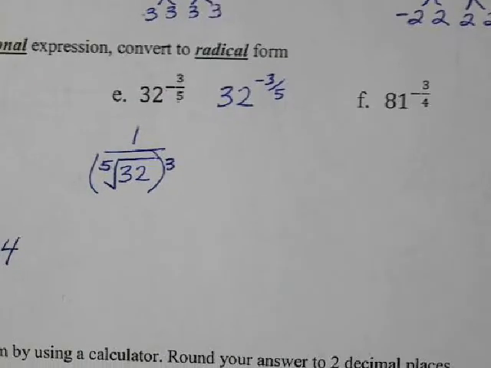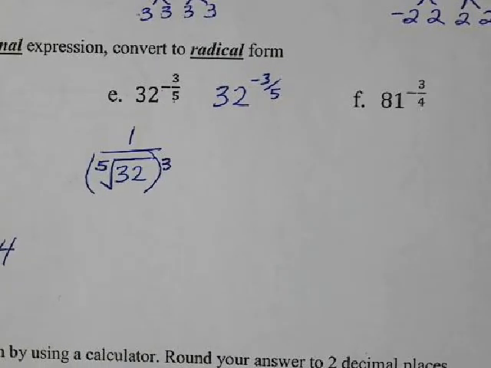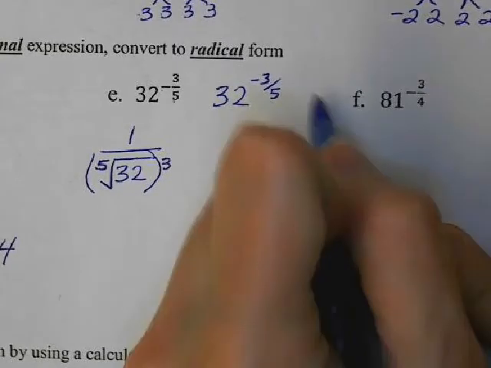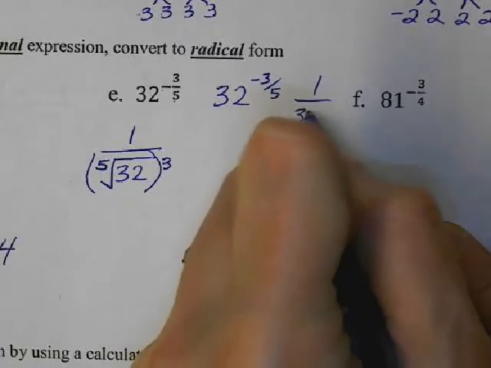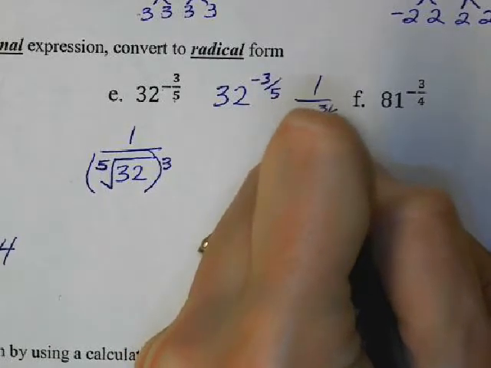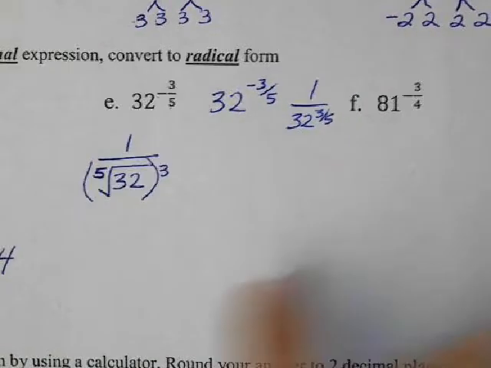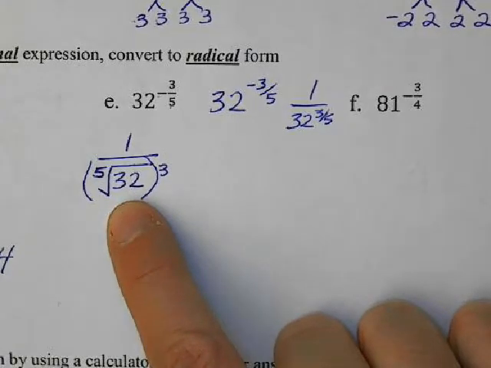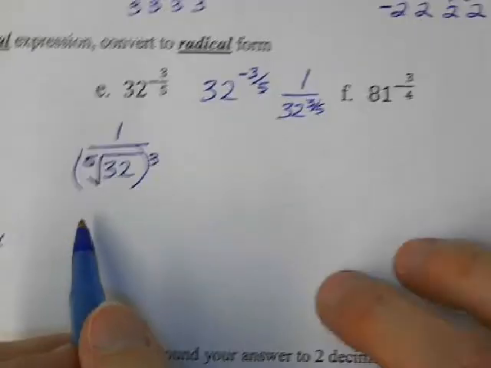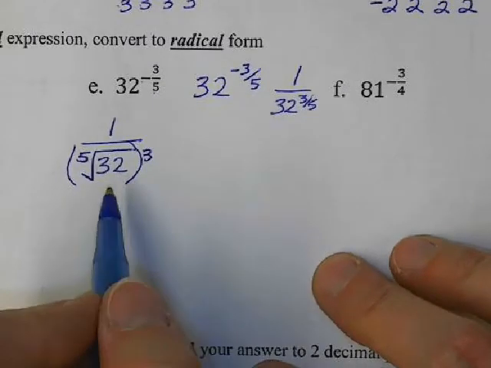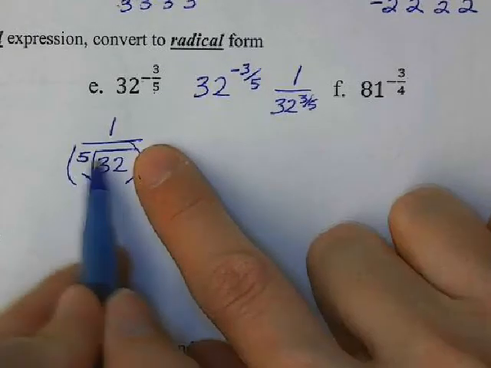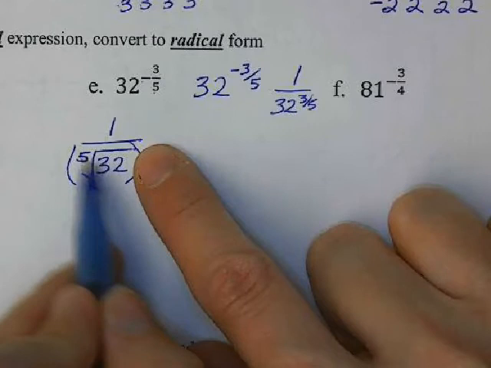What do you think of that? To get rid of the negative exponent, you just put it in the bottom of a fraction. See, it's like 1 over 32 to the 3/5. And then I'm rewriting the 3/5 power in the radical form, in the box format. Now we should be able to figure it out. You could use a calculator. Do you know what the 5th root of 32 is?